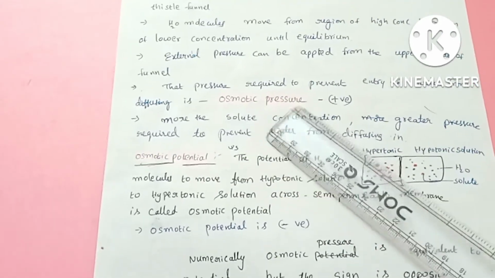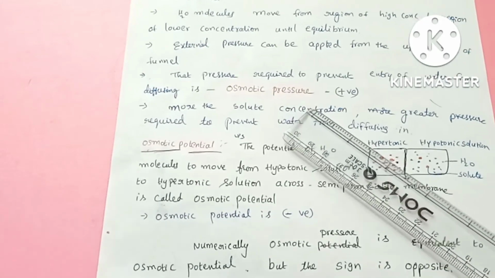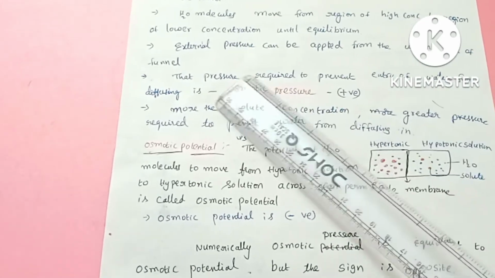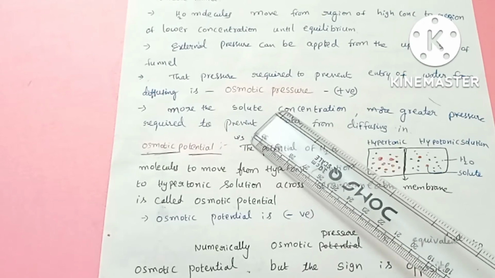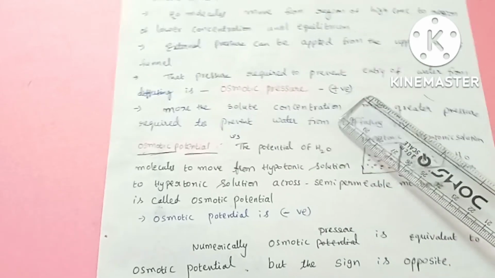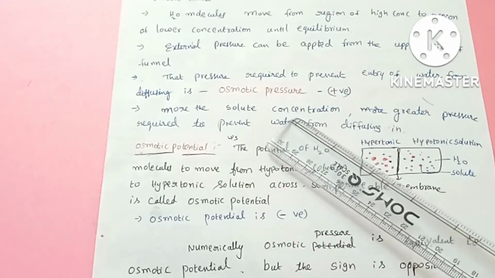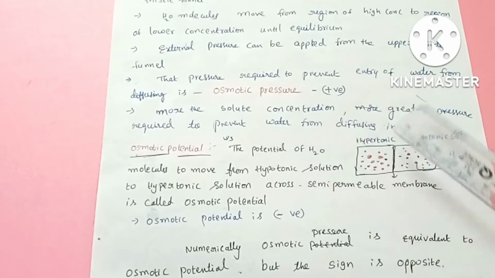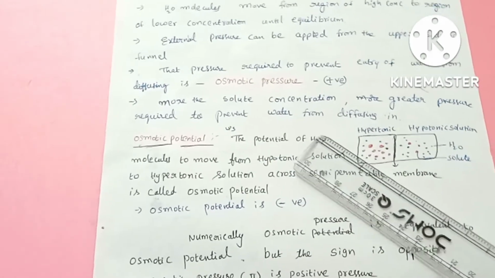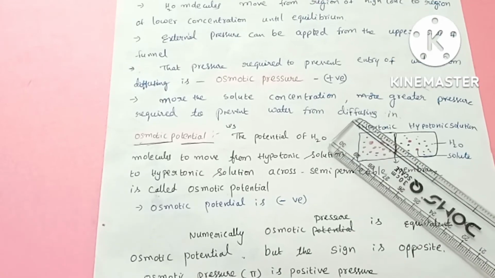So what I have explained about osmotic pressure is that it is the pressure required to prevent the water molecules from diffusing in. That is called osmotic pressure. It is always positive. If a greater amount of solute concentration is present in the funnel, greater pressure is needed to prevent the water from diffusing in. That is also what we have studied.